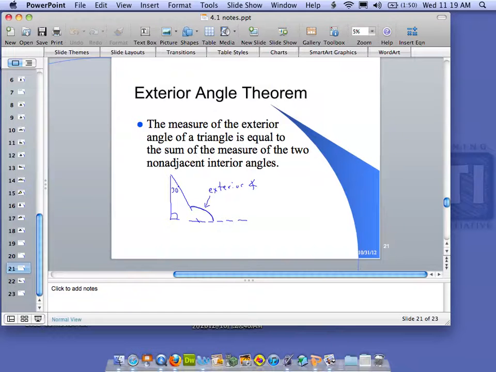So my shortcut says, if I can remember this exterior angle theorem, that all I have to do to find the measure is to add the value of the two non-adjacent interior angles. Those angles are the two angles that are not next to the given angle, which is this one that we're looking for. So if I wanted to find, I'll call it the measure of angle x, the measure of angle x is going to equal the 90 plus the 30.